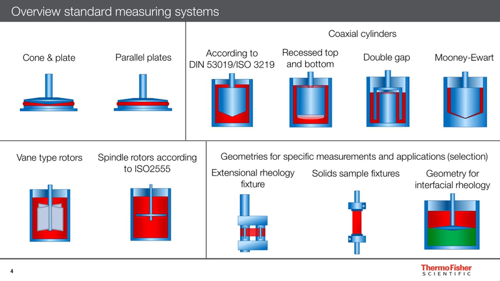Both types of geometries provide relative and not absolute data, and the latter one is mainly used with simpler rotational viscometers. The lower right of the slide shows geometries for specific types of measurements, including a fixture for performing rheological tests in extension, a setup for testing solid specimens, and a so-called bicone setup for running rheological tests at the interface between two liquid layers.